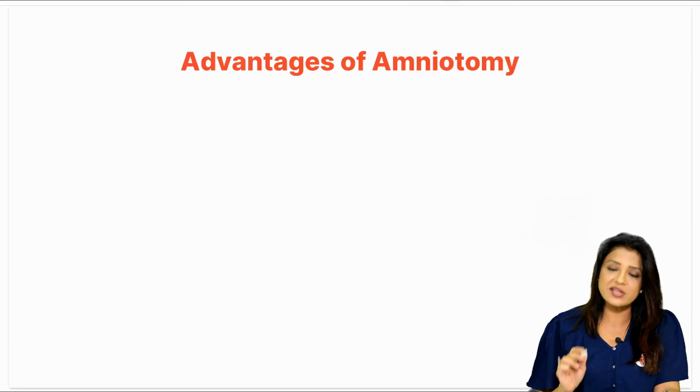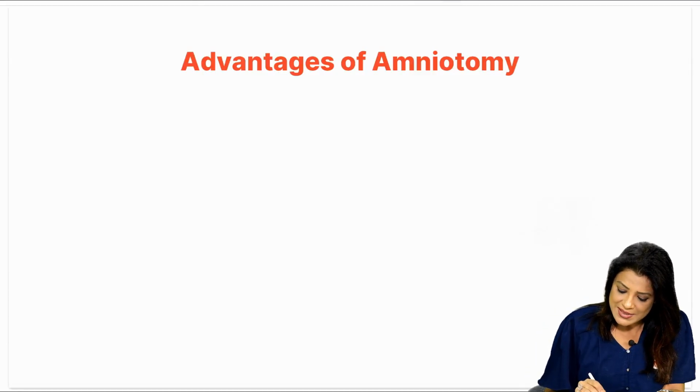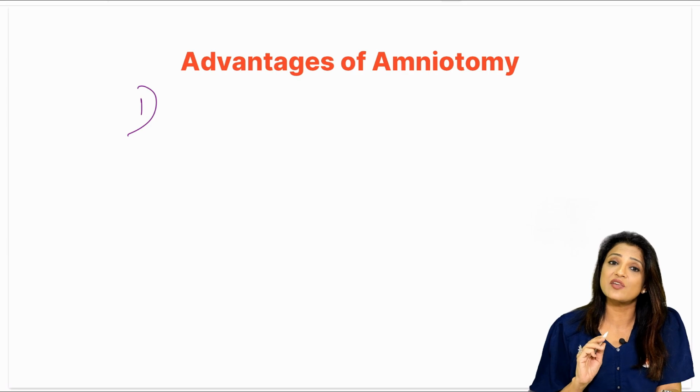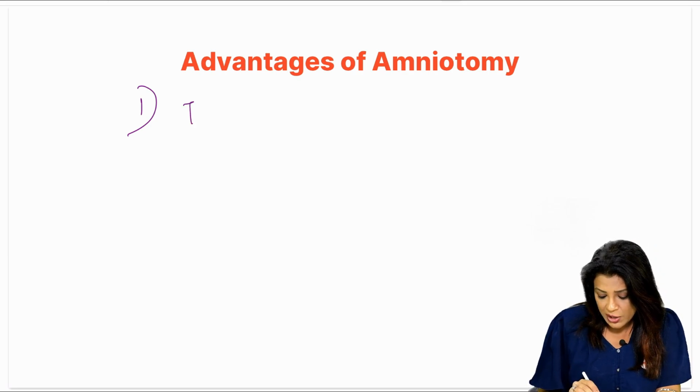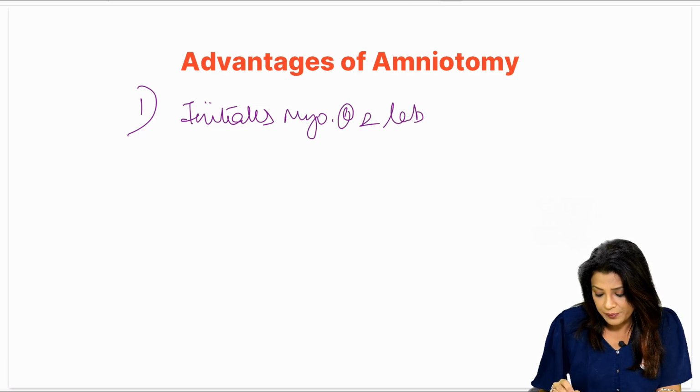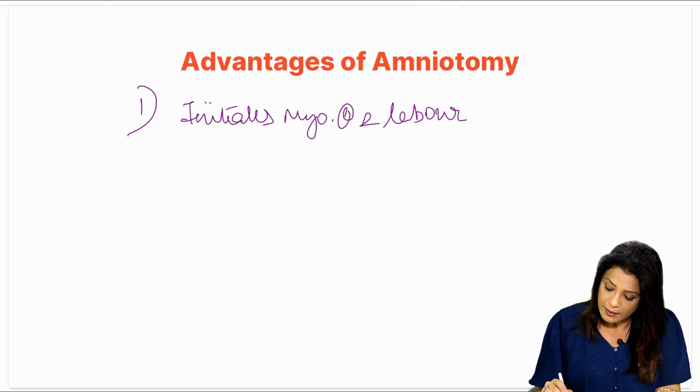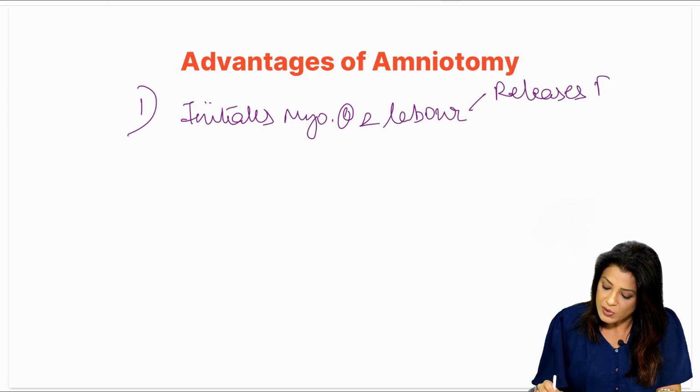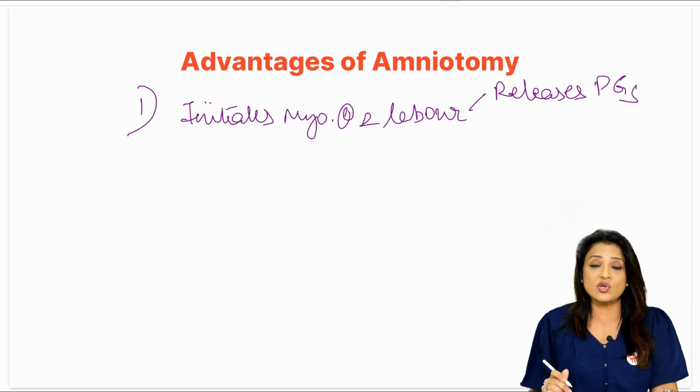Now, what are the advantages of amniotomy? Amniotomy as such, what do you mean by amniotomy? That is artificial rupture of membrane. So, what will it do? It will release prostaglandin. So, it initiates myometrial contractions and labor because it releases prostaglandins. This we will read in induction of labor as well.